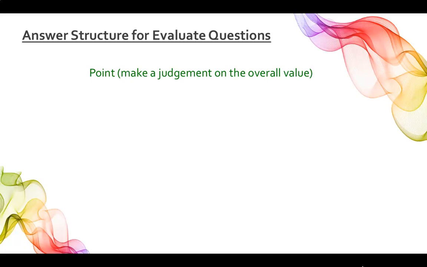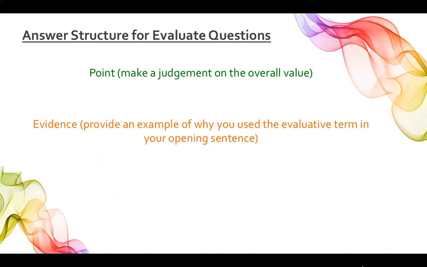The first thing we have to make is a point. In this instance, we're going to use the context of the bleep test, because it's a test that we all know and love, I'm sure. So we are going to make some kind of judgment about the bleep test, some opinion about the bleep test. We're then going to back that judgment up with some evidence, by providing an example of why we selected the evaluative term in that opening judgment, and we'll talk about what an evaluative term is in just a sec.